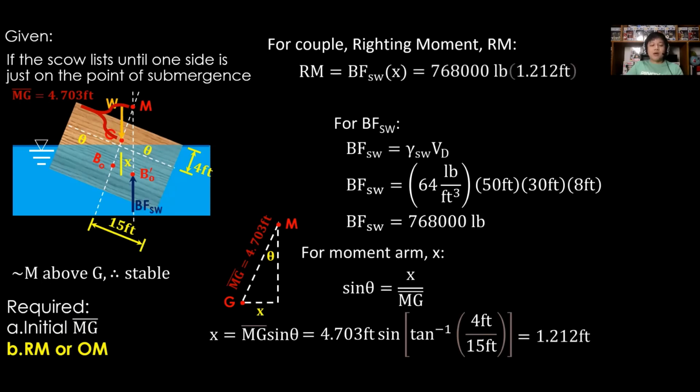For the righting moment, substitute the values. The resisting or righting moment is 930,575.422 pounds feet. Or some use the unit feet pounds. Again, for this problem, since M is above G, it is stable. Thus, the requirement is the righting or resisting moment.